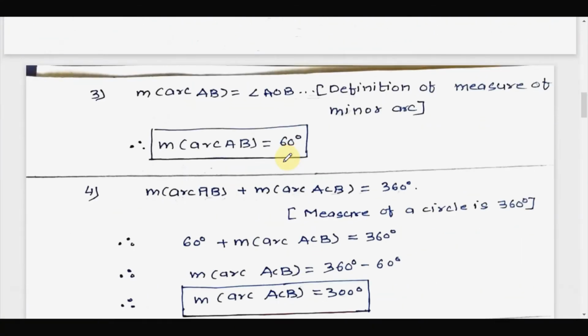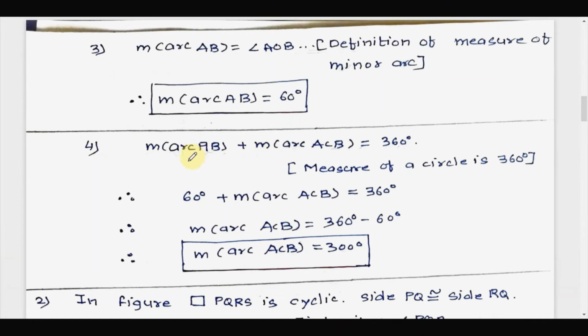So see here, the fourth part. Major arc AB plus major arc ACB is equal to 360 degrees. The reason is the measure of a circle is 360 degrees. Now you know the measure of arc AB, that is 60 degrees. You want to find ACB. So just shift this 60 to the RHS. You will get major arc ACB is equal to 360 minus 60, which is equal to 300 degrees. Correct? So like this you have to solve example number 1.